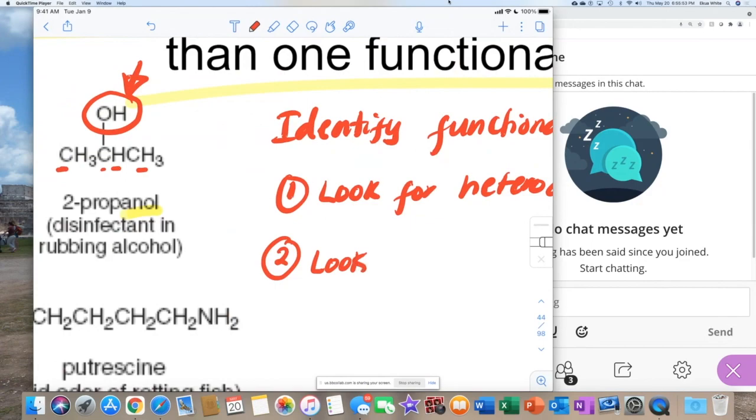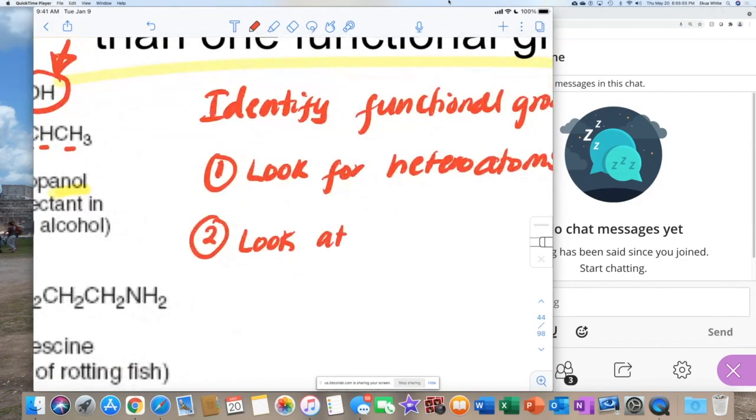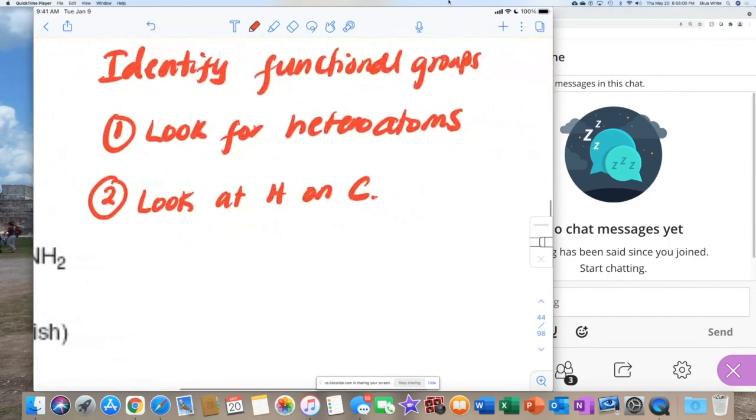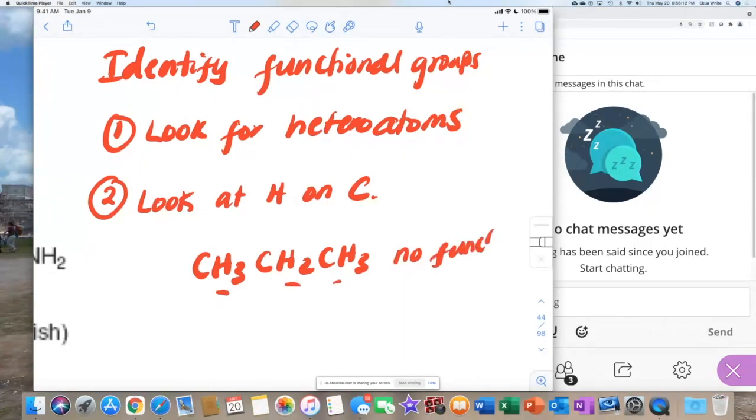So I look at hydrogens on carbon. So if I have a scenario like this, CH3, CH2, CH3, I can look at this and say there is no functional group. This is alkane, right? No functional group. Why? Because the number of hydrogens here are what I expect. If you have a carbon on the end, it usually has 3 hydrogens. I said this yesterday, right? The one in the middle has 2.